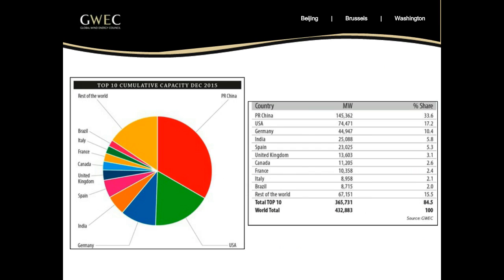If you look at how that plays out in terms of the top 10, in terms of cumulative capacity, nothing much has changed really, except for the fact that India surpassed Spain in 2015 to move into fourth place on the global rankings in terms of cumulative capacity, with China having just over a third of the total global market share.